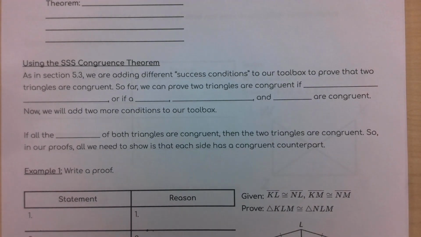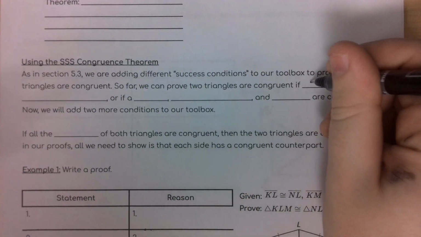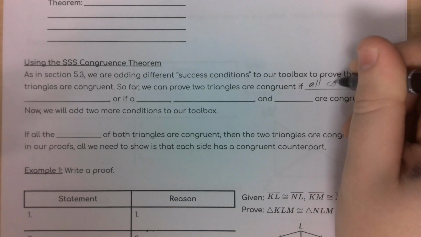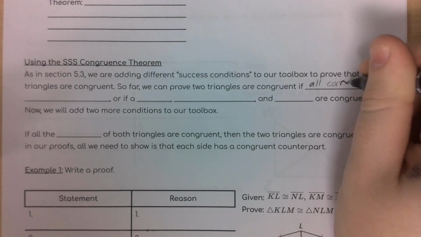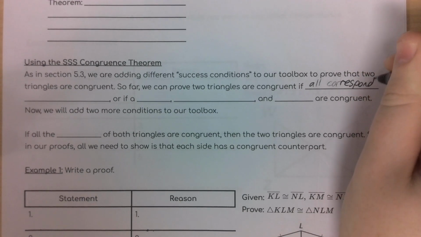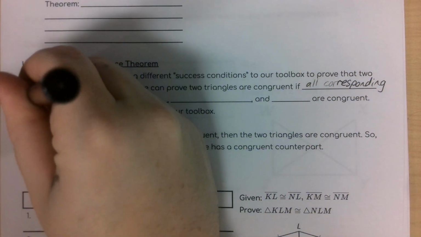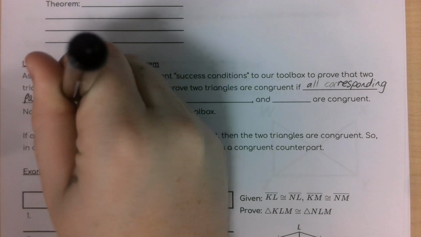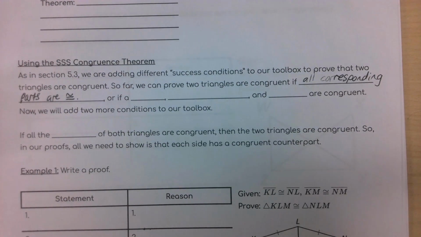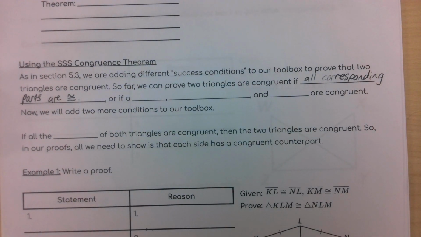That's where we said that two triangles are congruent if all corresponding parts are congruent. That's something that we used very early on in this unit. All corresponding parts being congruent.